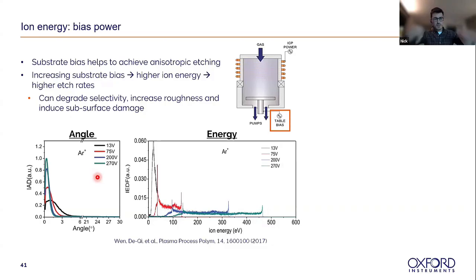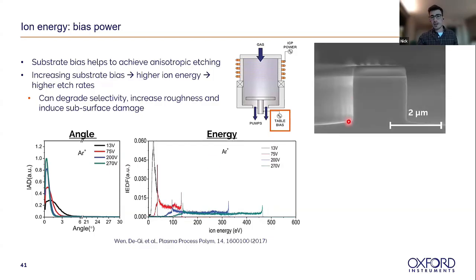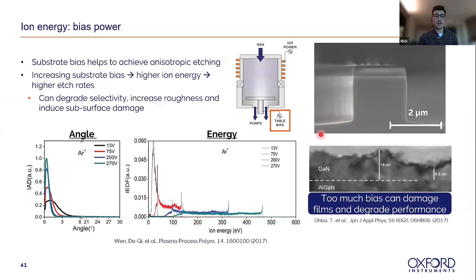So you'll get more ions impacting the sidewalls of your feature. And so this is great. This allows us to do things like etching these nice vertical profiles, but you do need to be slightly wary, because if you go too high in your ion energy, you can actually degrade selectivity, increase roughness, and induce surface damage.